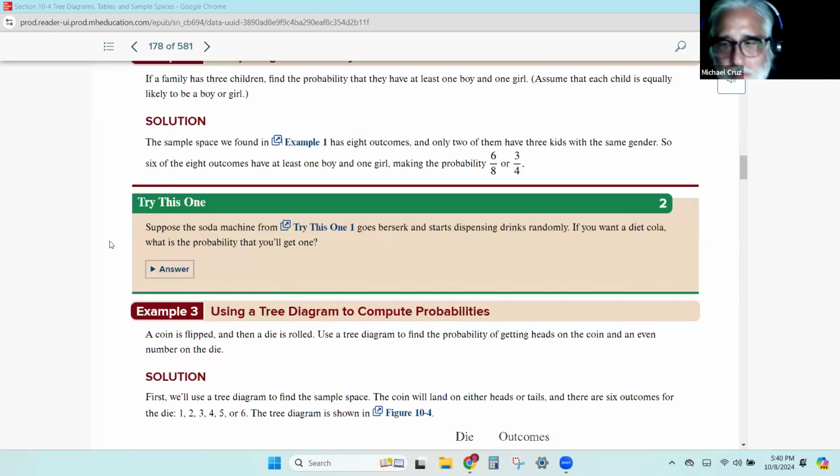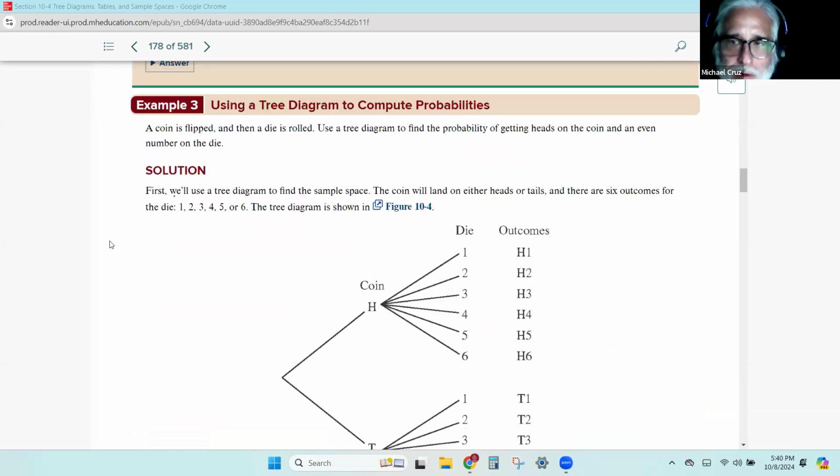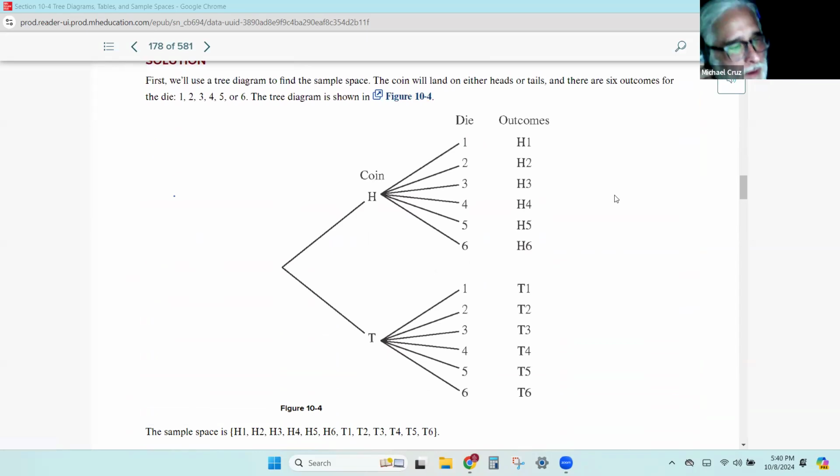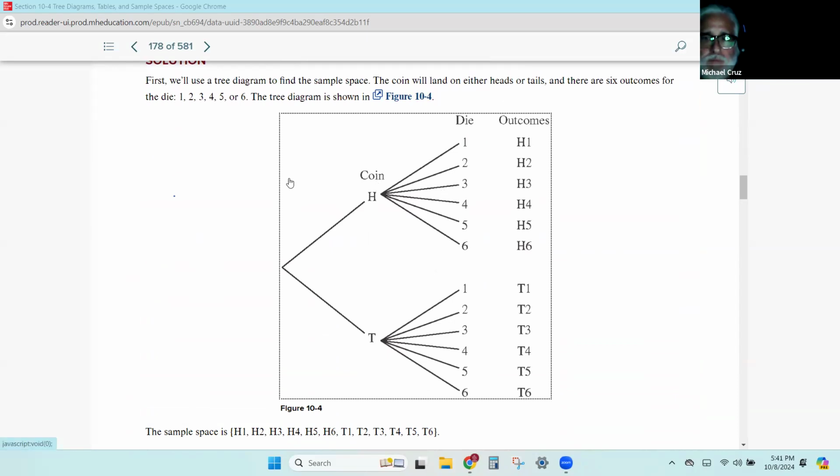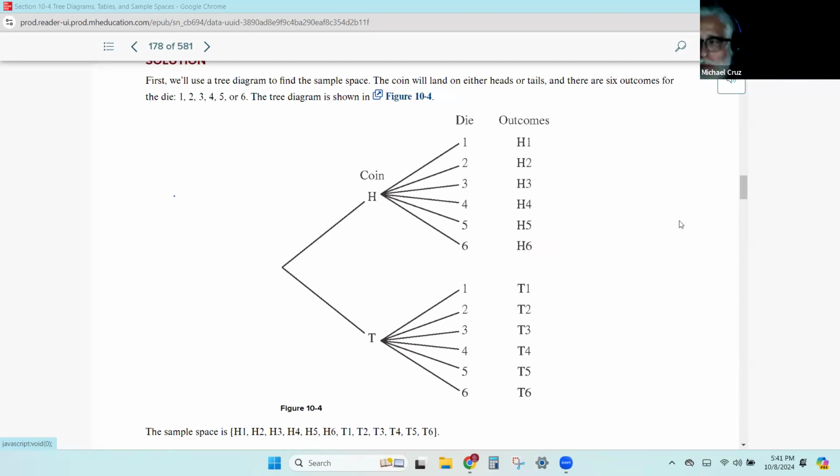Let's go on down here. This is another 2 experiments. It's flipping a coin and then rolling the 6-sided die. So now, when we flip that coin, we've got 2 choices. We've got head and tail. If we flip a head and then we roll our die, we've got 1, 2, 3, 4, 5, 6 choices. Same thing. If we flip the tail on the coin, we've still got 6 sides on the die possible.